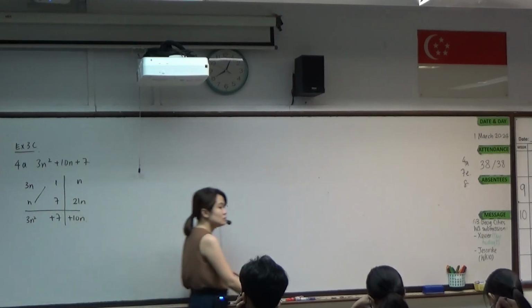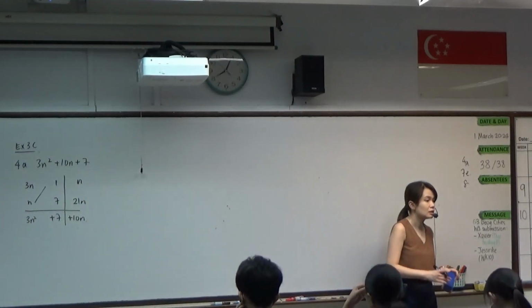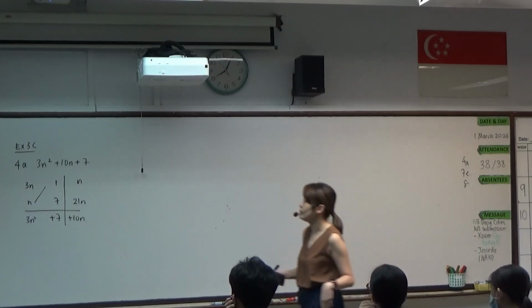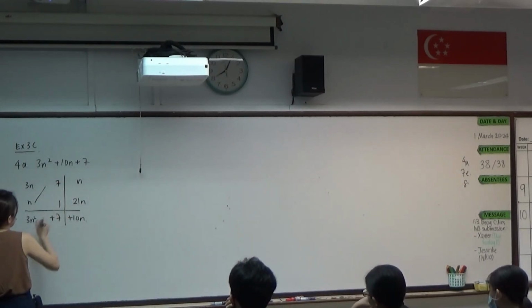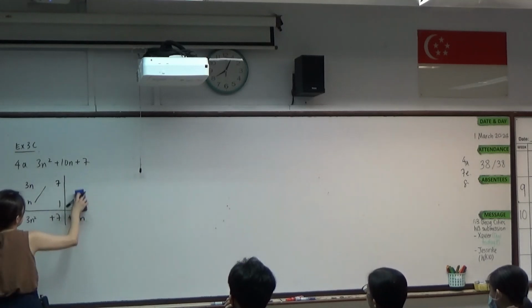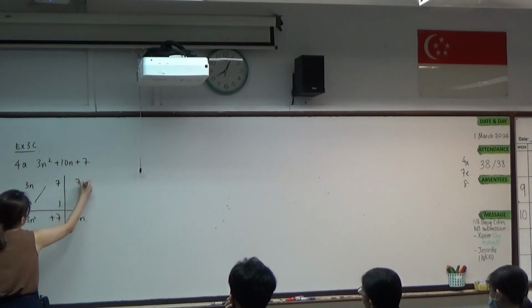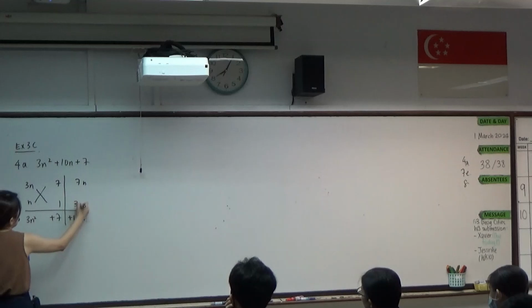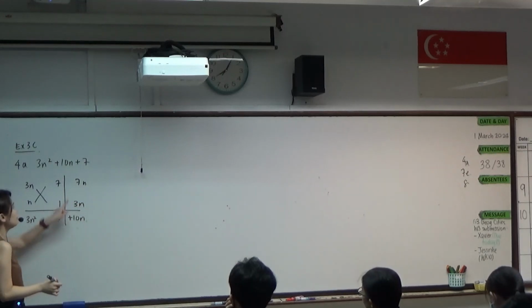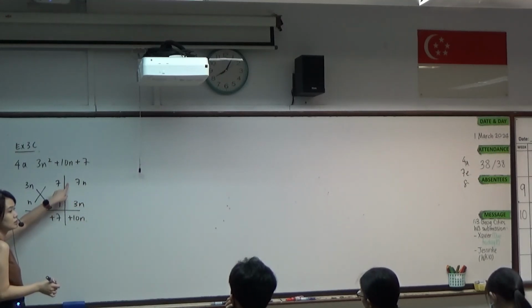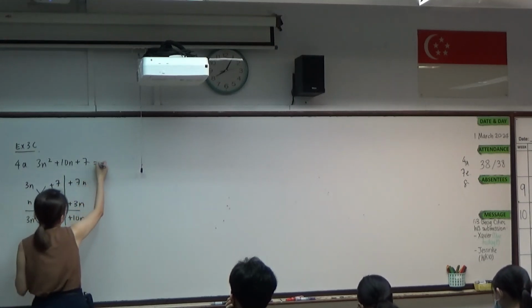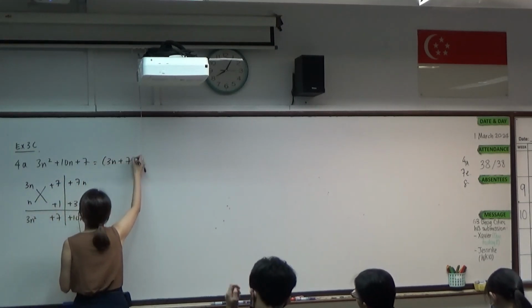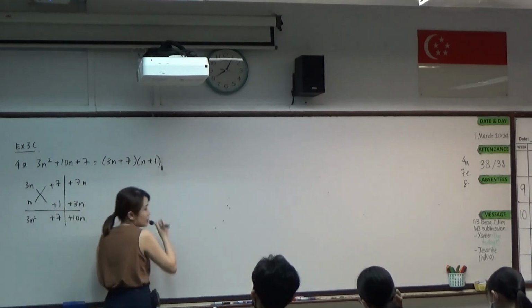Then what will we do? 7 on top and 1 below. Okay, so we switch the position now. So we will then be able to get 7n over here and 3n over here. And it's possible when down here, what sign? Plus and plus. Okay. And also this is how we then get the answer of this. Okay.